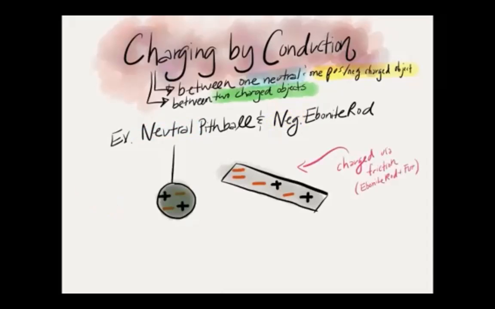In this scenario, the negatively charged ebonite rod was charged via friction when it was rubbed with the rabbit fur. So the rabbit fur gave the electrons to the ebonite rod, making it negative.